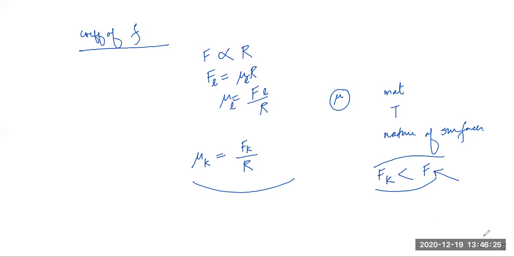There are different materials. If you have wood on wood, the coefficient of limiting friction is 0.7, and the coefficient of kinetic friction, when the wood starts moving over wood, is 0.4. Then you can write steel on steel. You have some steel and you try to move it over a steel platform. The coefficient of limiting friction is 0.78, whereas the coefficient of kinetic friction for steel on steel is something like 0.57.